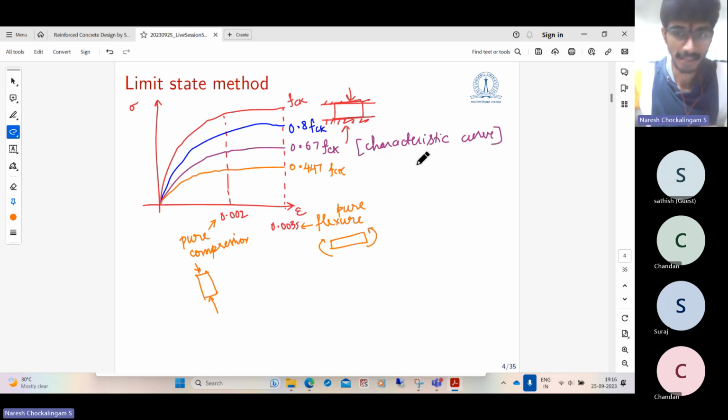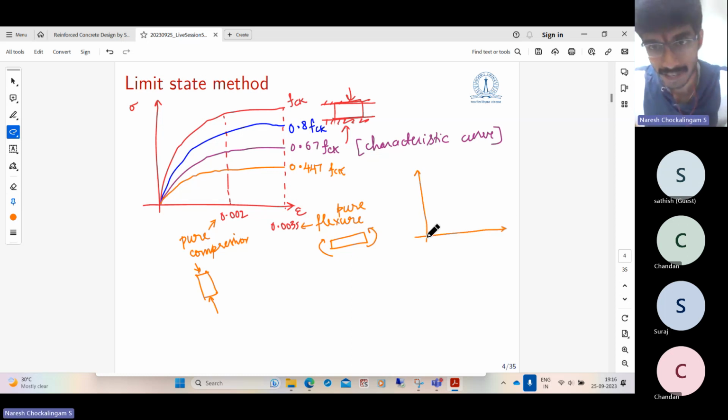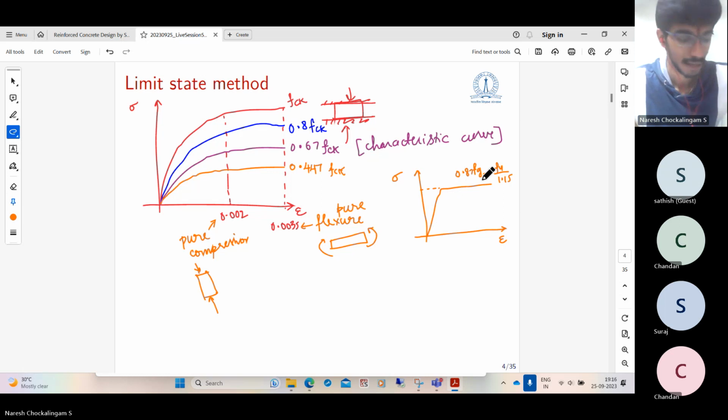So these are some basic things. And similarly for steel, if it is mild steel, the stress strain curve is idealized as an elastic, perfectly plastic material. So this is stress, this is strain. And again, we have a factor of 1.15. As I said, the yield stress is factored by 1.15, so this comes out to about 0.87 times. So this is the stress strain curve we take for the reinforcing steel.